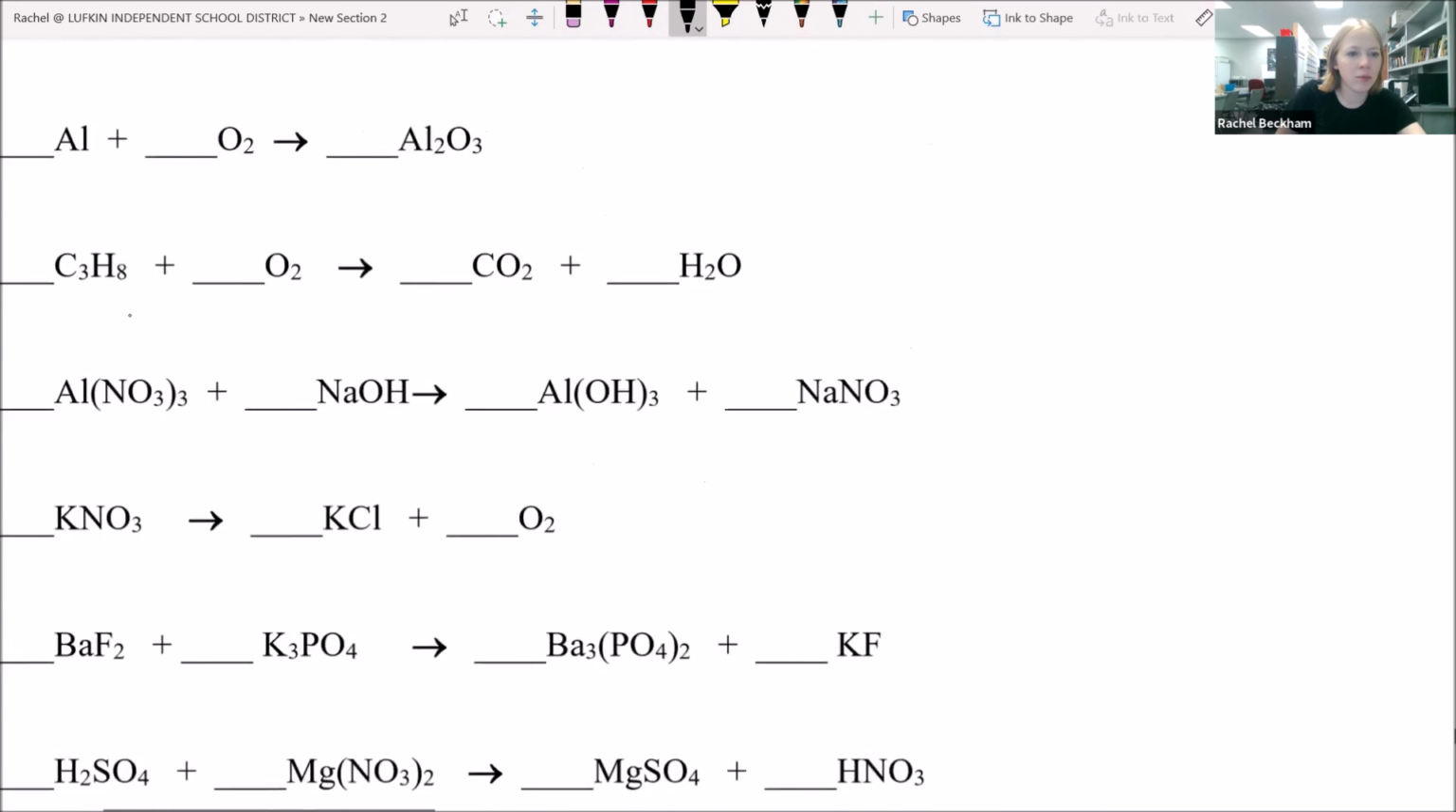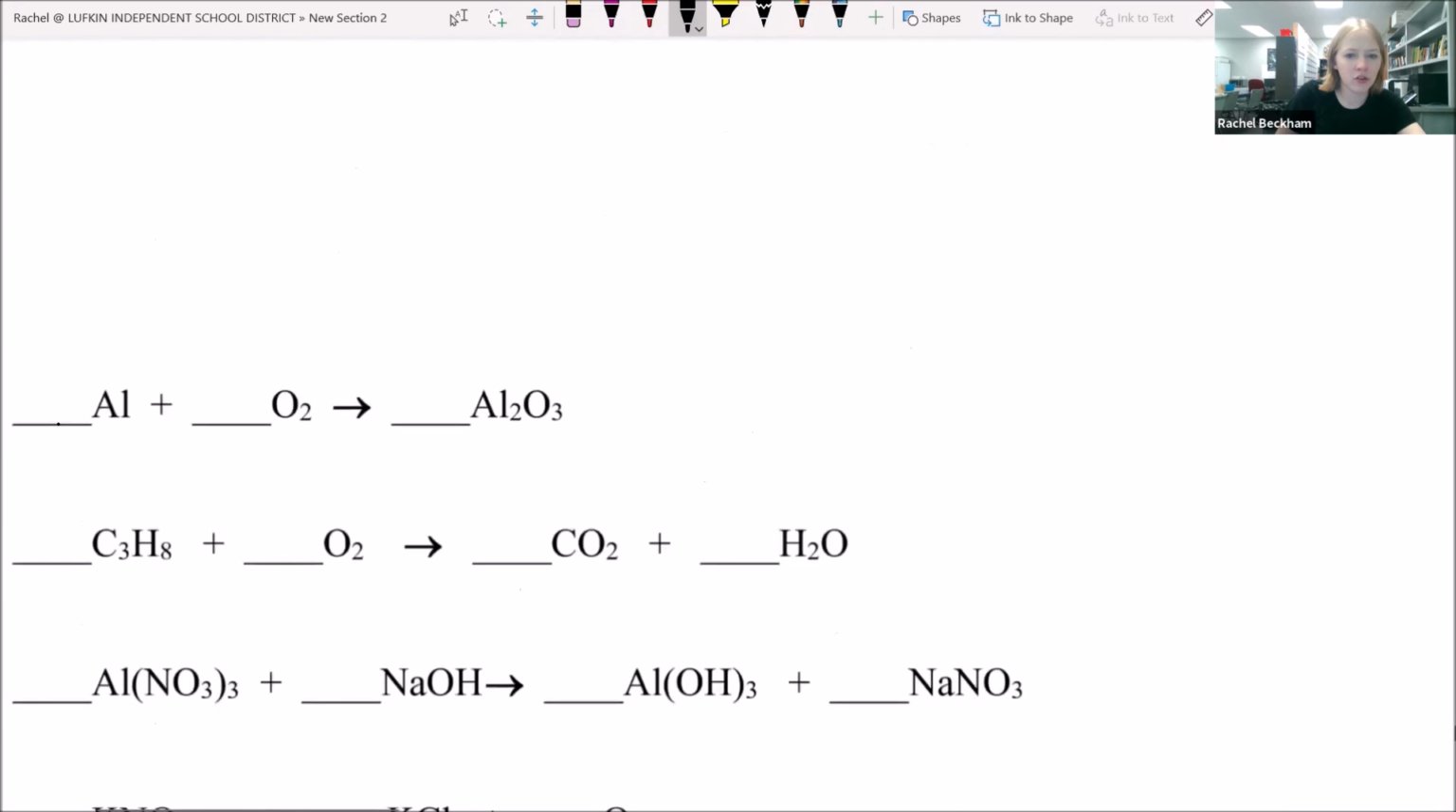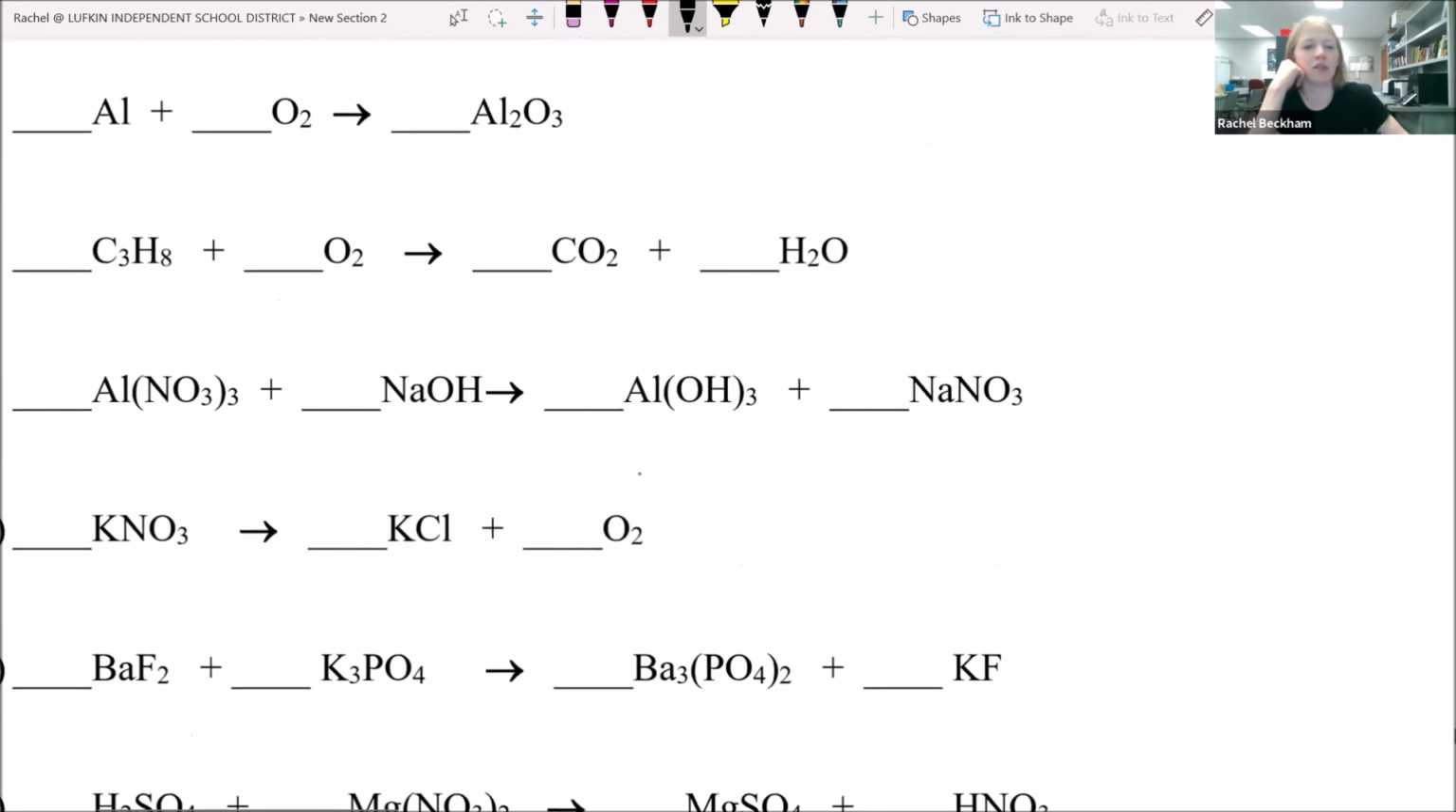So this one's got parentheses, so I wanted to do it to show you guys how it's just a more complicated one. So I've got aluminum, I've got nitrogen, I've got oxygen, and I've got sodium, and I've got H. It's a lot of stuff, right? So let's count all this up.